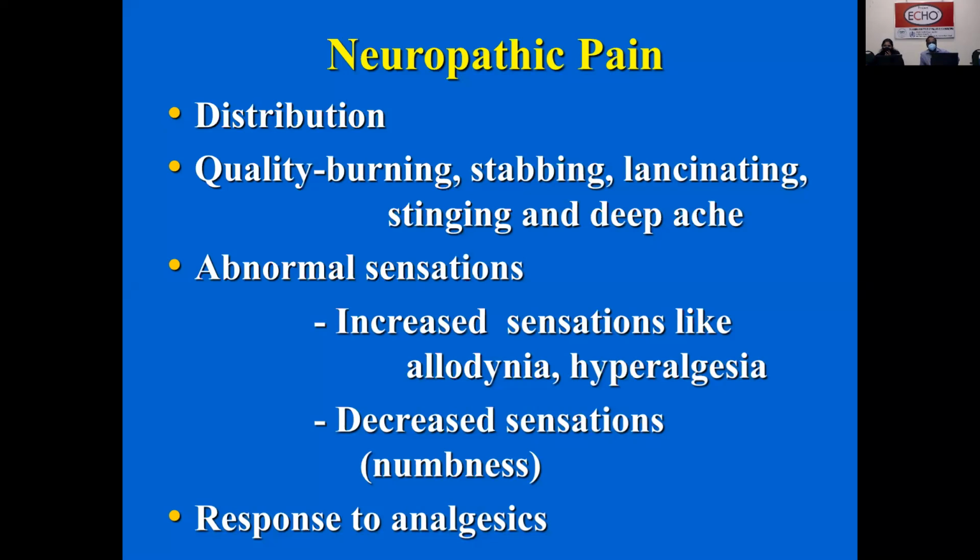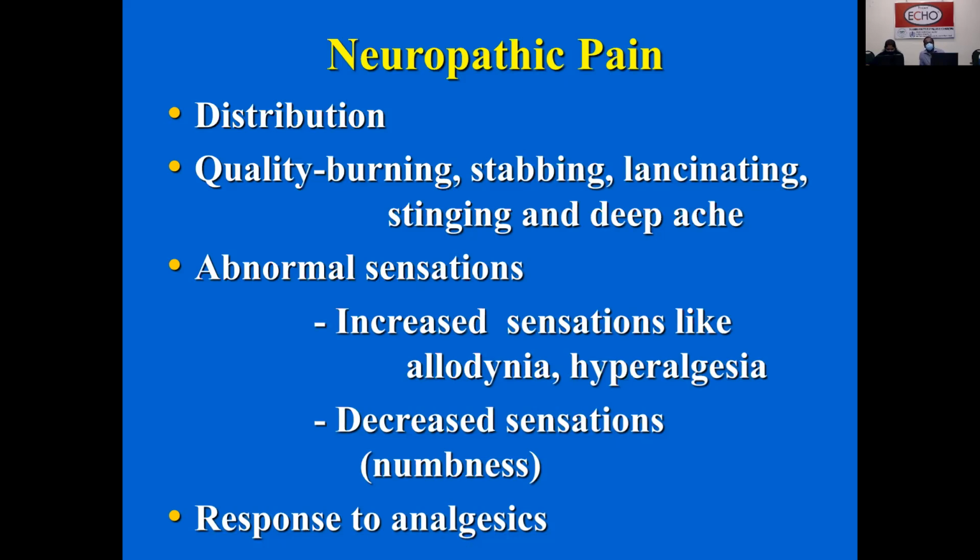Then another important feature is abnormal sensation. The abnormal sensation can be either decreased sensation or increased sensation. Decreased sensation can be numbness, whereas increased sensation is allodynia or hyperalgesia. What is allodynia? Pain due to a stimulus which is generally not painful. So when somebody says, when my cloth touches my arm, it produces pain, that is allodynia. And hyperalgesia is increased sensitivity to a painful stimulus, the stimulus which produces pain and it causes more pain.